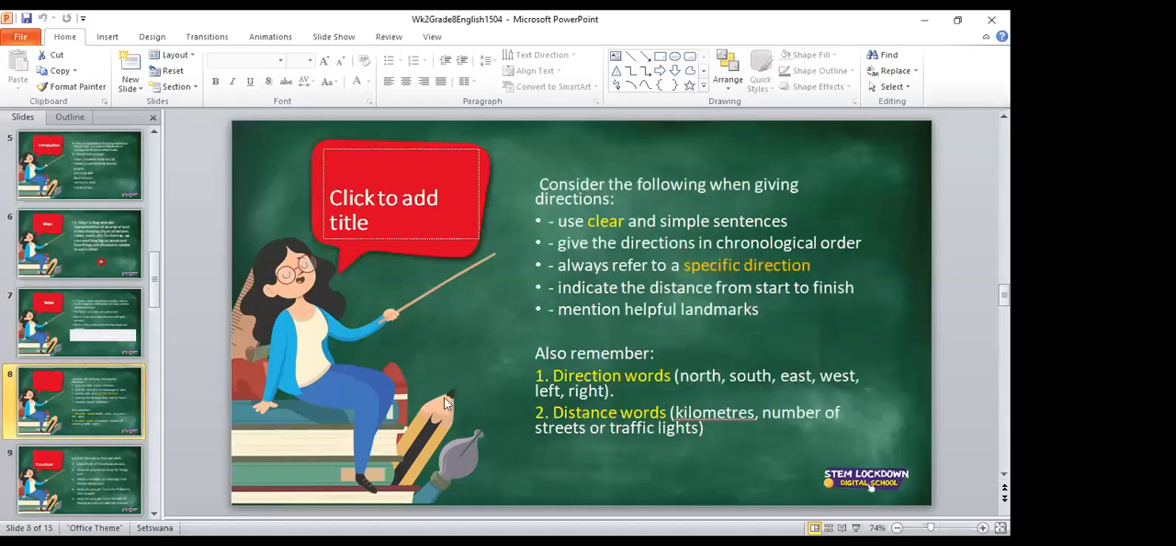Remember, these are the guidelines you're gonna need for the next activity. When you give directions, you use simple and clear sentences. You give directions in chronological order. You always refer to a specific direction. You indicate the distance from start to finish, that is from point A to point B, as they will say. And you also mention any helpful landmarks along the way. Also remember to use direction words such as north, south, west, east, left, and right. Remember also to use distance words such as kilometers, the number of trees you'll pass, as well as traffic lights.